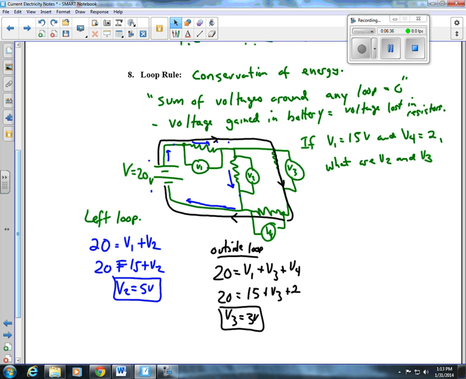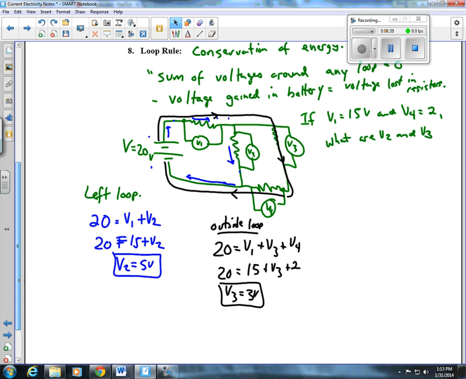So those laws are pretty straightforward, and they're going to be really important as we move along.